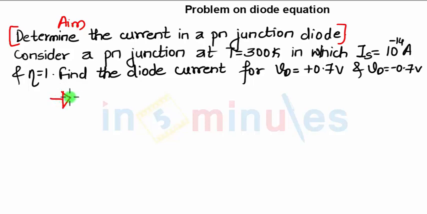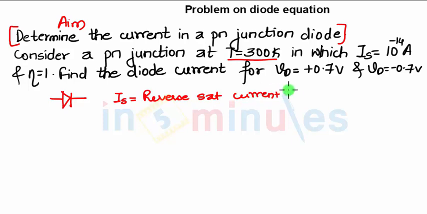The question says a PN junction diode at temperature T equals 300 Kelvin, in which Is is the reverse saturation current. Reverse saturation current is given as 10 raised to minus 14 ampere, and eta, which stands for emission coefficient, is given as 1. Now we need to find the diode current for Vd equals 0.7 volt.